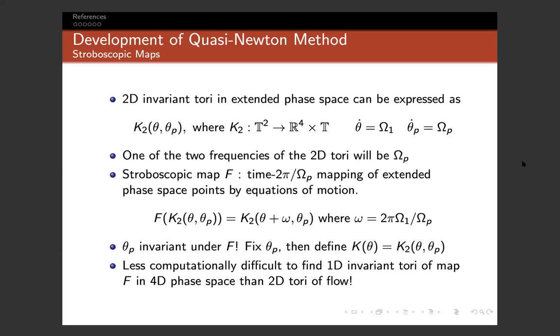So if we just fix theta p, in my case, I always fix theta sub p equals 0, and then define K of theta equals K2 of theta and that fixed angle theta p, that's just a circle now, a function of one angle theta. And it's a lot less difficult to find a one-dimensional invariant torus, which is just a circle of a map F in the four-dimensional phase space, x, y, px, and py, than it is to find two-dimensional tori of a whole flow in the extended phase space. So that's exactly what we do from now on.